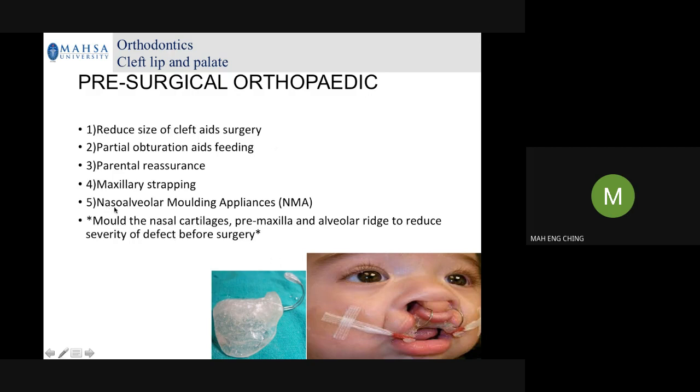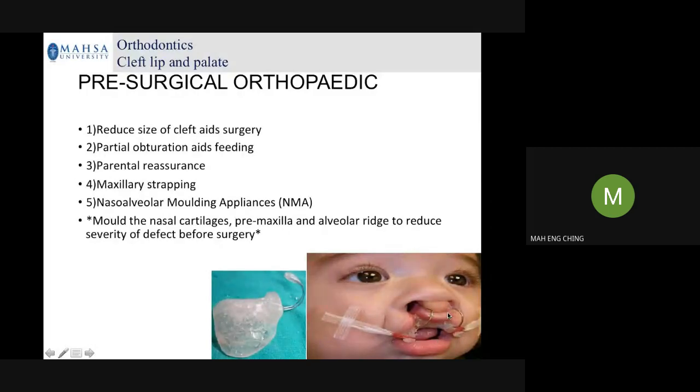So we have this nasoalveolar molding appliance, NAM. This is an example of the NAM. You see it has this palate cover, sealing the palate. Then we have a component like a spring, which attaches to the premaxilla. By activating this spring, the premaxilla can come back, closer to the cleft side, making it easier for the repair. So this NAM is to move the nasal cartilage and the premaxilla, and it reduces the severity of the defect before surgery.